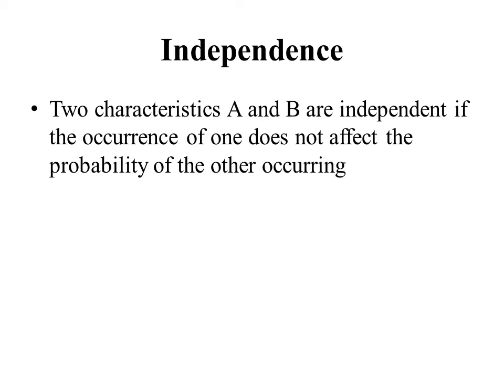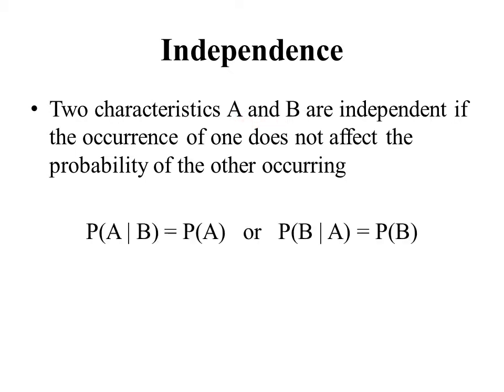Now, related to the idea of conditional probability is the idea of independence. So here's an informal definition of independence. Two characteristics, A and B, are independent if the occurrence of one does not affect the probability of the other occurring. In everyday language, independence means that there's just no relationship between two things. That's the idea of independence: characteristics A and B are independent if one does not affect the other.